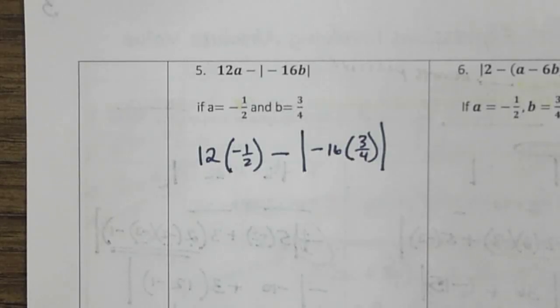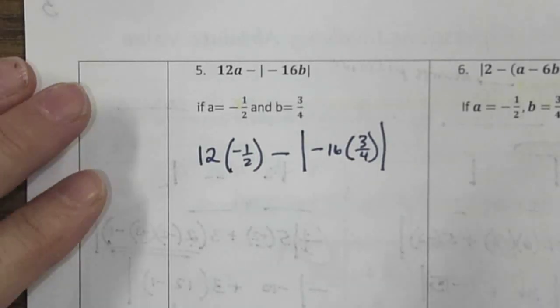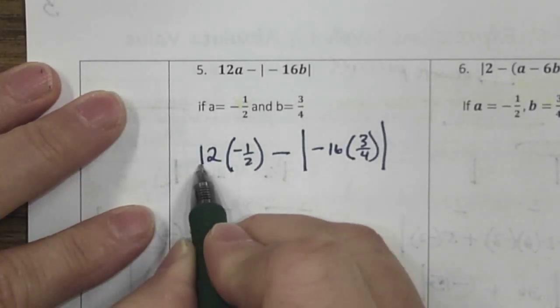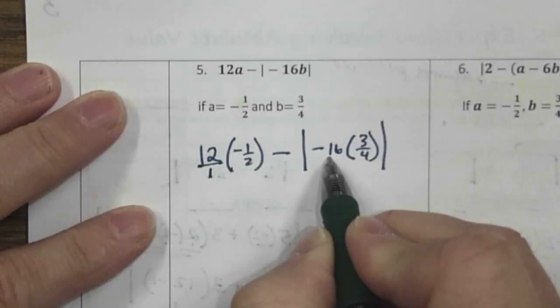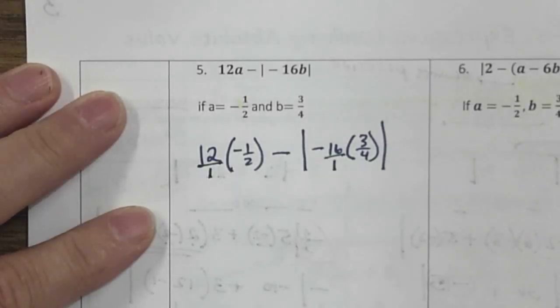Now, with this, okay, every number can be written as a fraction. And if I'm multiplying or adding fractions to numbers, I like everything to look like a fraction. So what I'm going to do, come in here and make this 12 over 1 and make this 16 over 1.